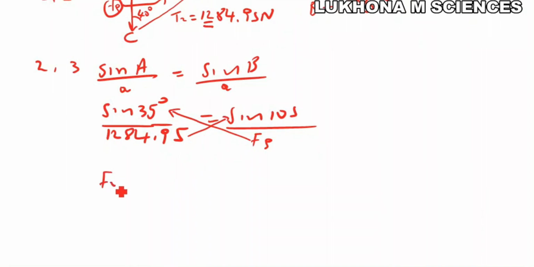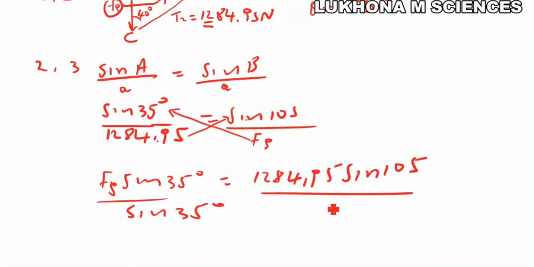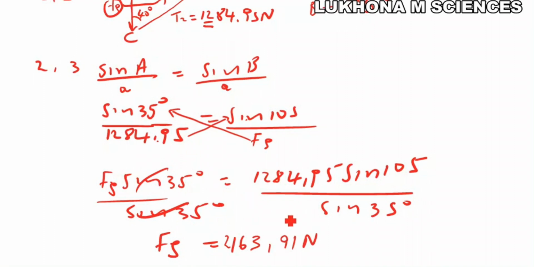So we have FG sine 35 degrees, which is equal to this times this one, 1,284.95 sine 105. Then we divide by sine 35 degrees on both sides, so this cancels that, then we get FG. That is the answer. Then let's go to question number 2.